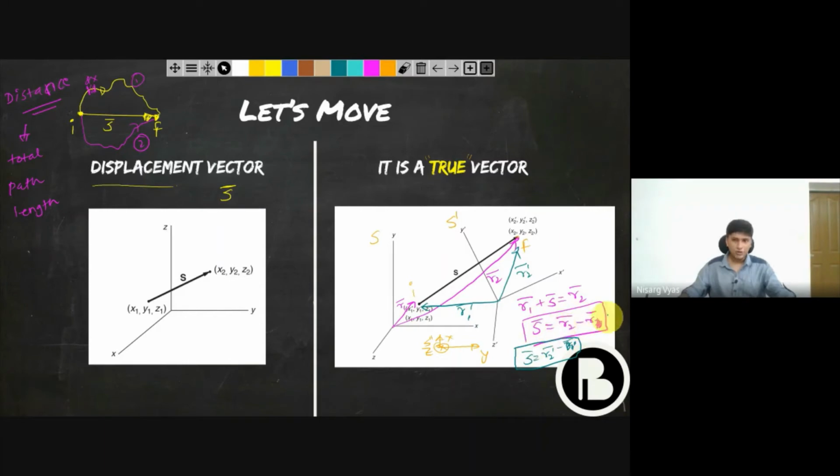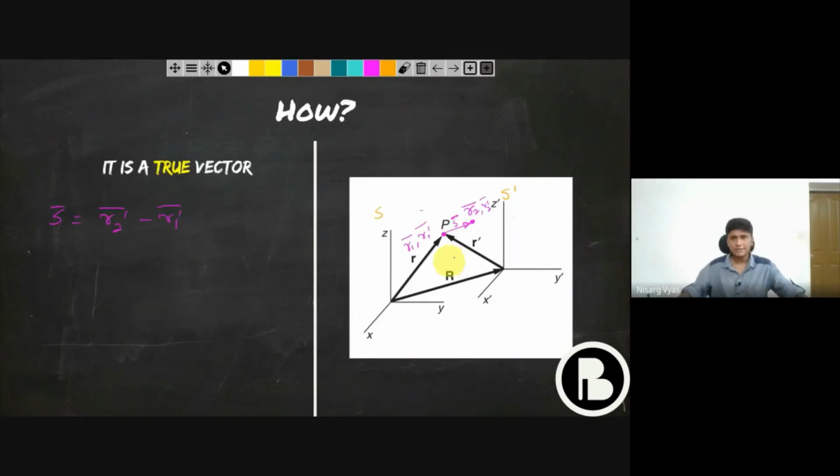I want to prove that both of these are the same, R2 minus R1. Let's write this as S prime, the displacement in the primed coordinates, and this is the displacement in the unprimed reference frame. Now let's try to prove that S and S prime are equal. We know that this is R2 prime minus R1 prime. From this diagram, we see that R plus R prime is R.